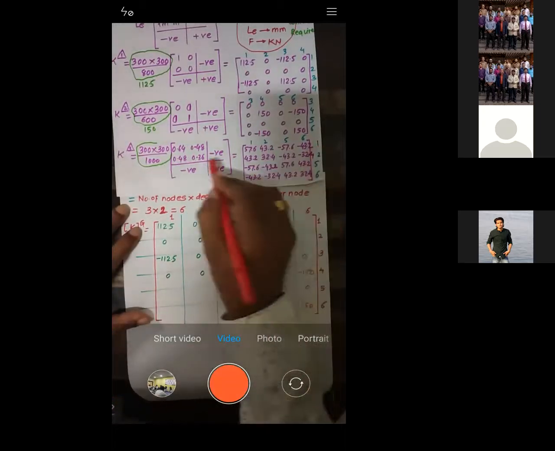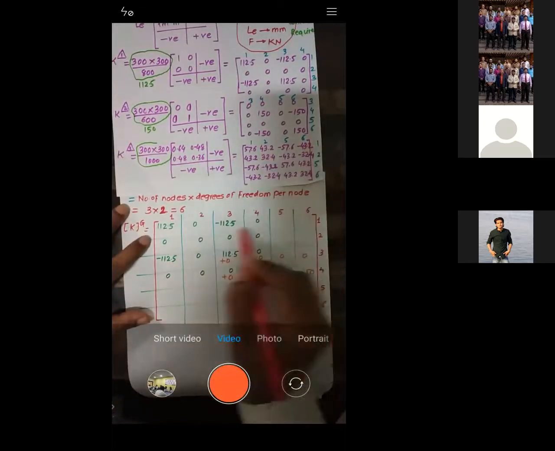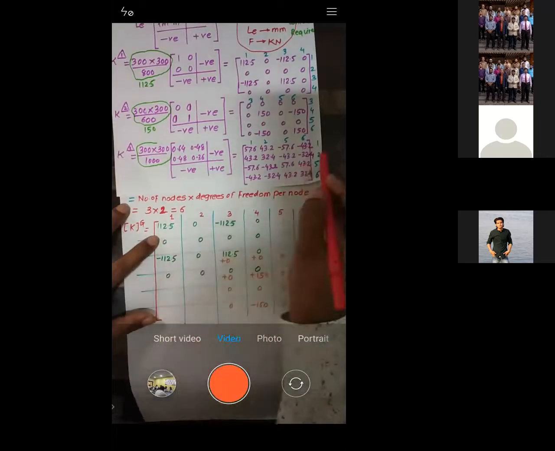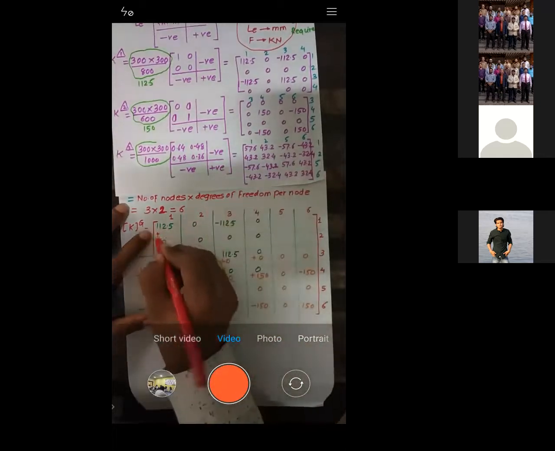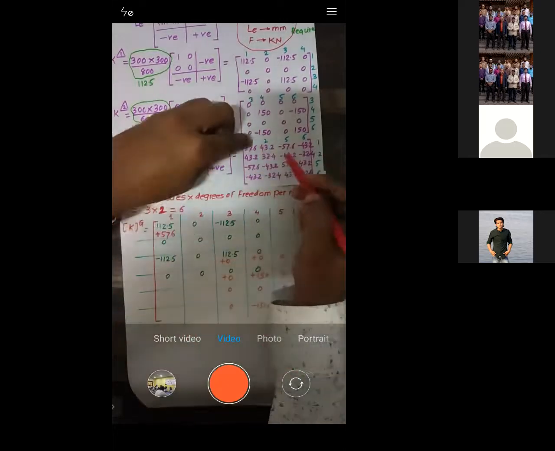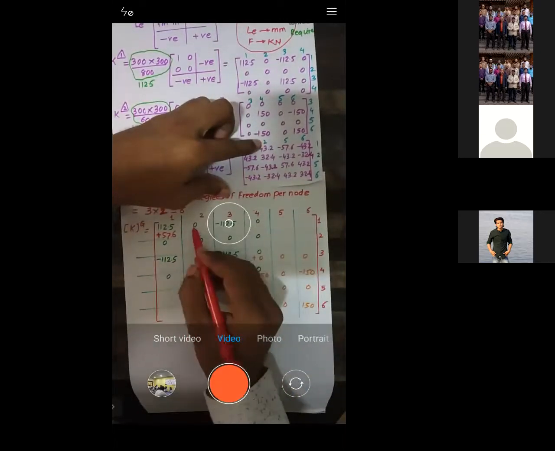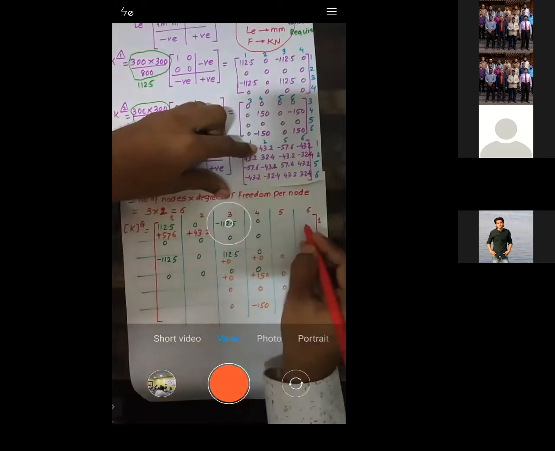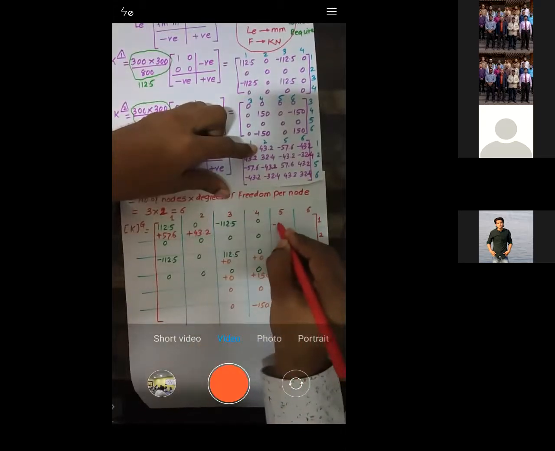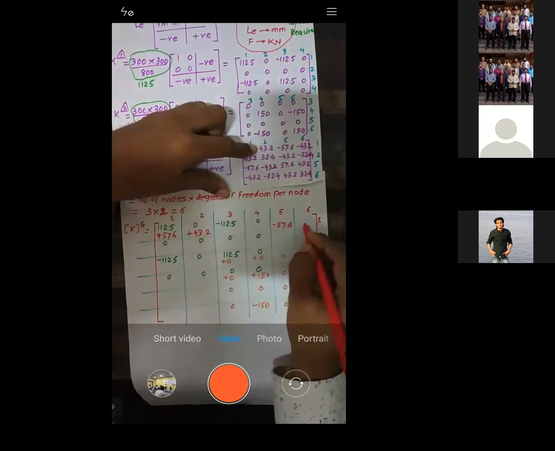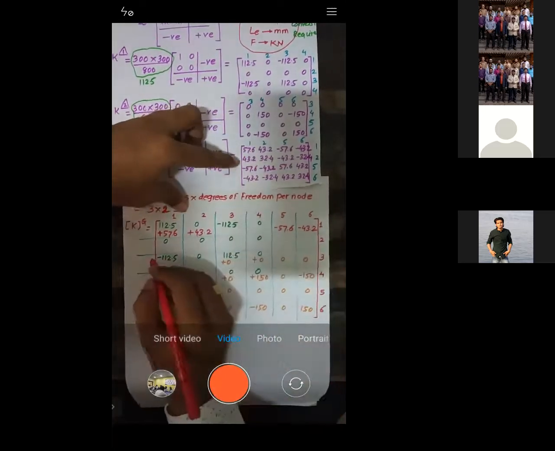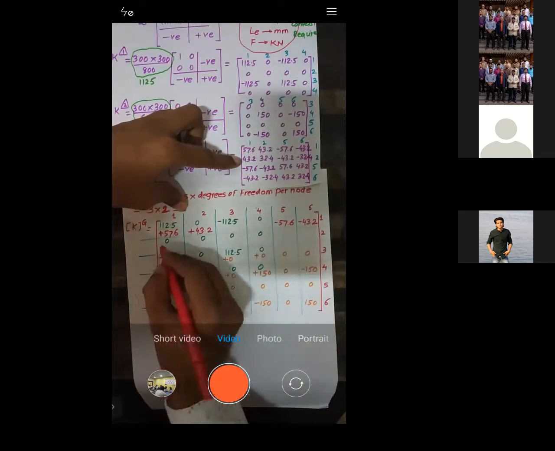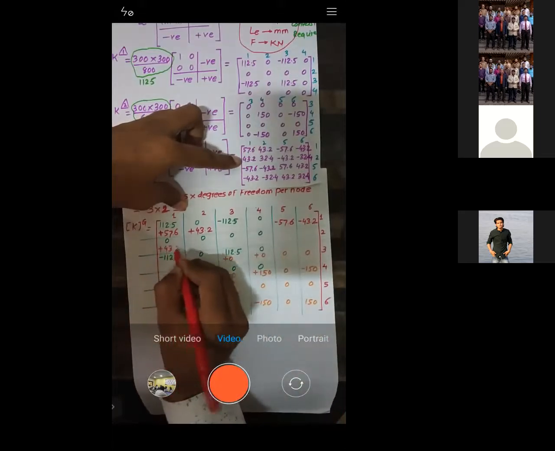See, just start row wise. Okay, this is first row. First row, first column, so here it is 57.6. First row, second column, 43.2. First row, fifth column, minus 57.6. First row, sixth column, minus 43.2. Right? Next, second row. Go to second row, first column, 43.2.